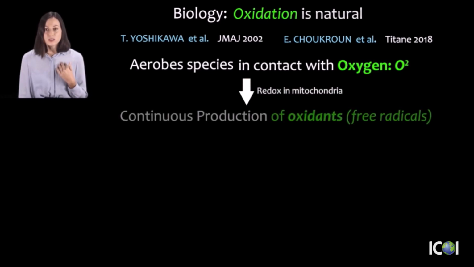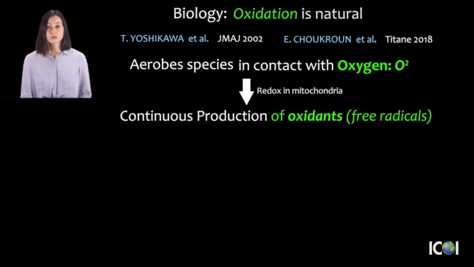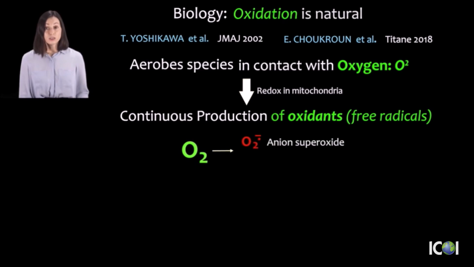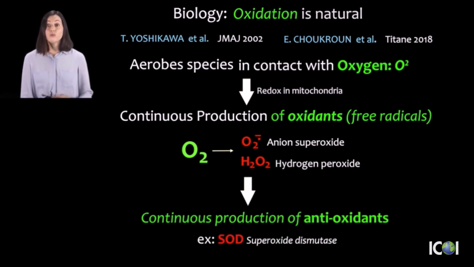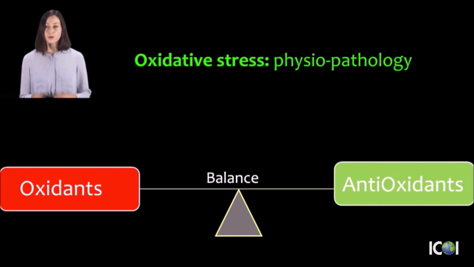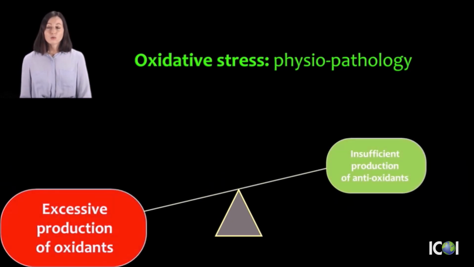As aerobe species, we breathe and produce oxidant. We also name them free radicals. For example, the oxygen will lose an electron and become anion superoxide, a highly unstable and highly toxic anion. In response, our body produces antioxidant. And in physiology, everything is balanced. But sometimes our body produces too much oxidant or not enough antioxidant.